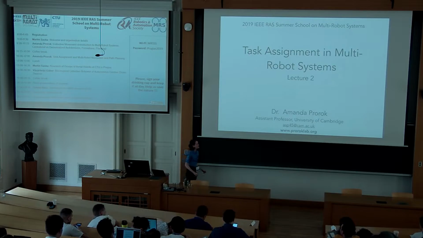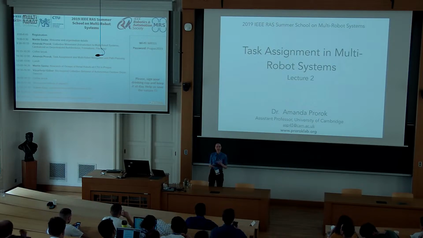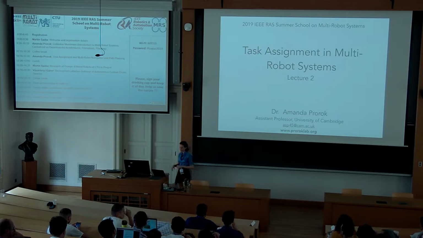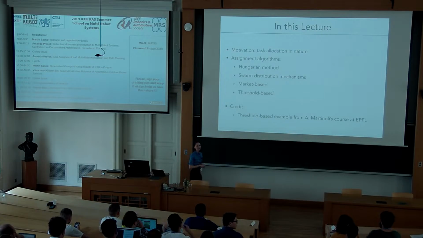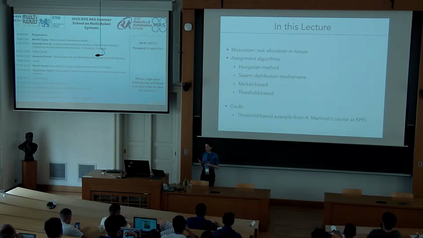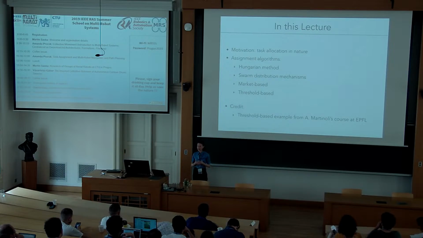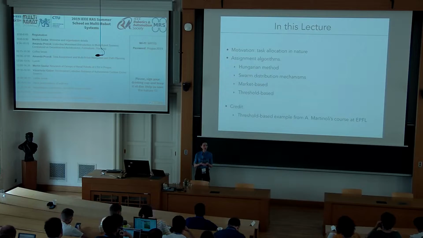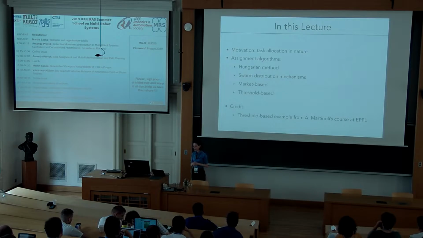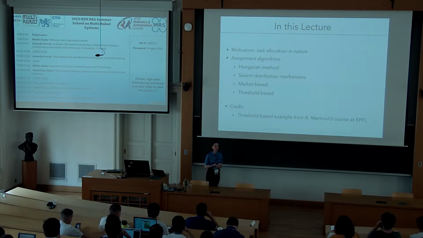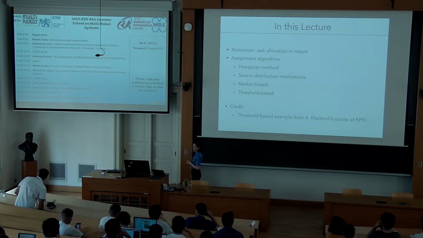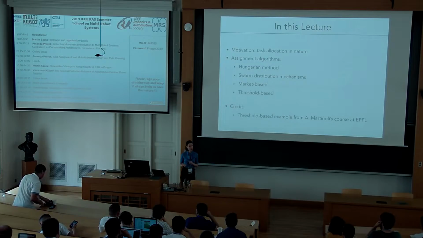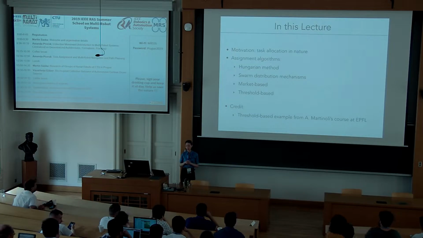Okay, so in my second lecture, what I want to talk about is task assignment and task allocation in multi-robot systems. Again, like in the previous lecture, I'd like to start off by giving you a very brief introduction to task allocation by giving you a motivation that stems from nature. And then I will be going through a couple of classical assignment algorithms. I'll be talking about the Hungarian assignment algorithm, swarm distribution methods, and also market-based and threshold-based assignment mechanisms.